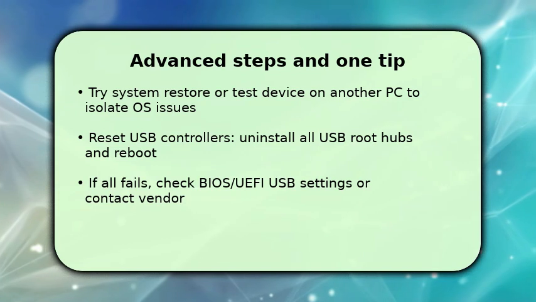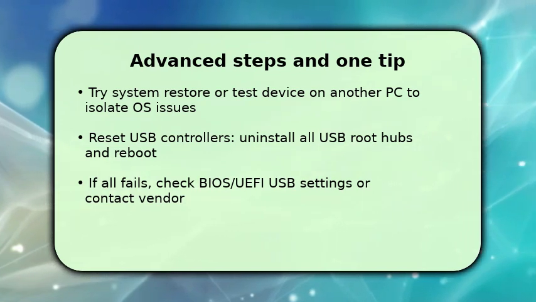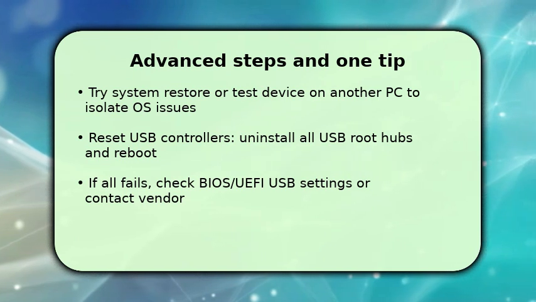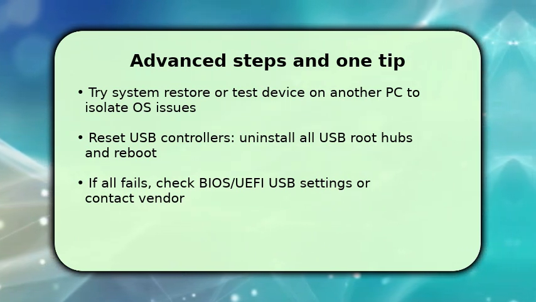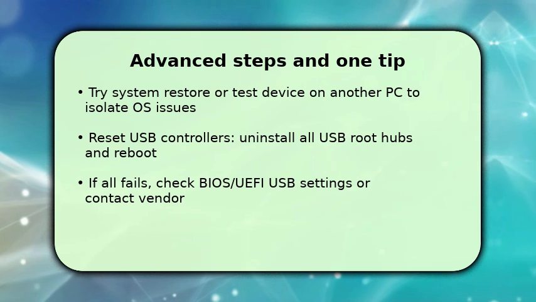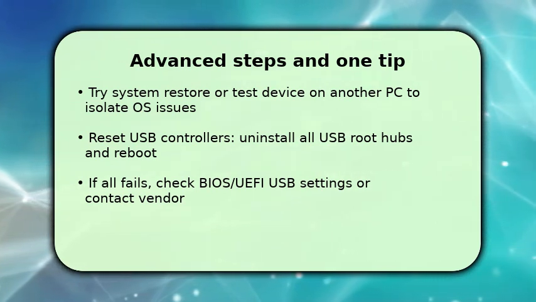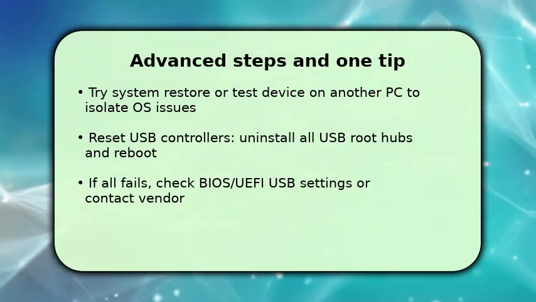For persistent issues, test the device on a second PC to confirm hardware, or use system restore to a point when it worked. This separates OS corruption from device failure. You can also uninstall all USB root hubs in Device Manager and reboot so Windows redetects controllers cleanly.